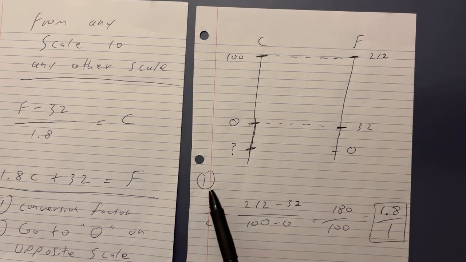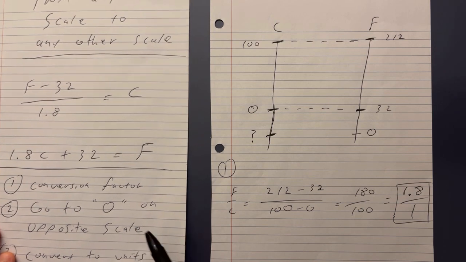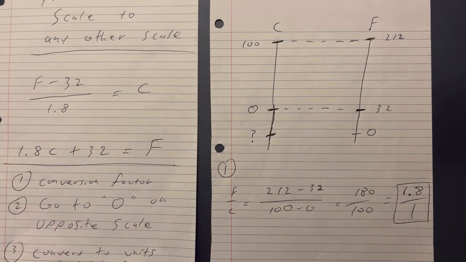Let's take a ratio of Fahrenheit divided by Celsius in regards to the number of increments they have. That gives us 180 divided by 100, which equals a ratio of 1.8 to 1. This means the Fahrenheit scale has 1.8 times more increments over any given length compared to the Celsius scale. That was step 1. Step 2 is we go to 0 on the opposite scale.